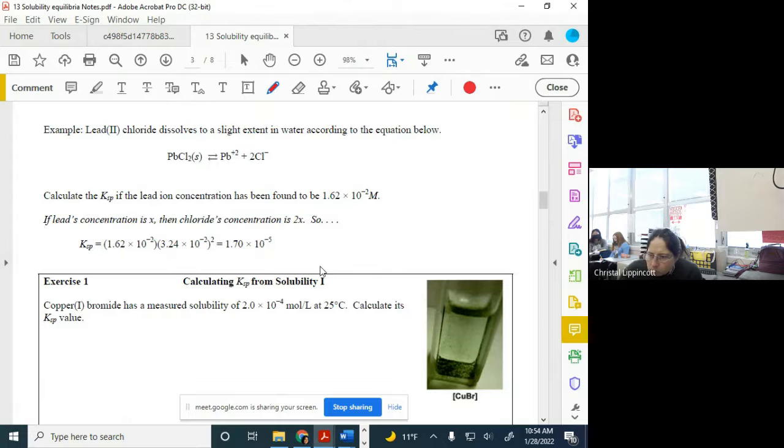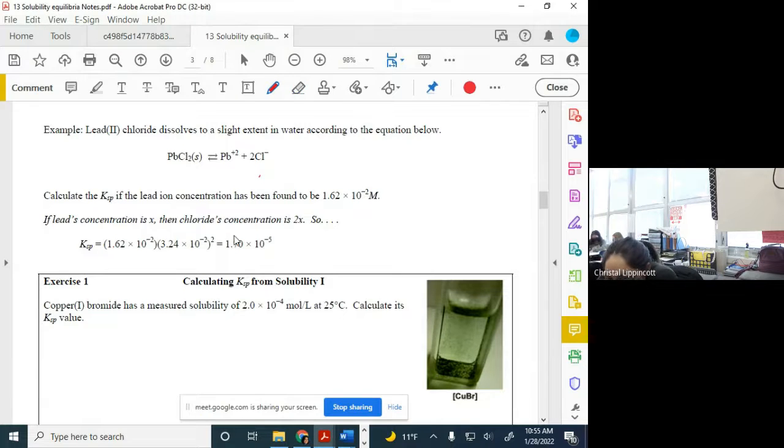So if we've got our PB here, we're going to calculate our KSP value. This we would form X, and this guy we would form 2X, right? So we are trying to figure out our KSP value. Never mind, back the train up here. Hold on, I got ahead of ourselves.